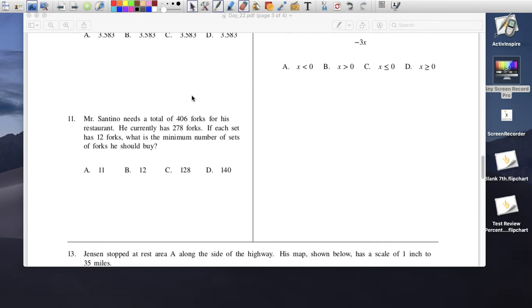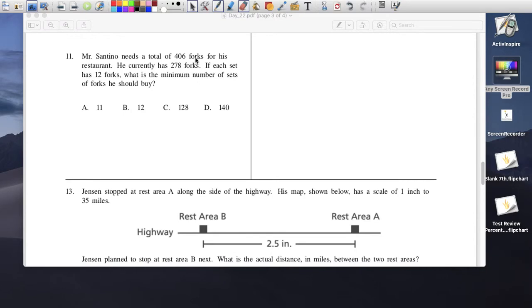11. I really don't like these questions. Mr. Santino needs a total of 406 forks for his restaurant. He currently has 278, so he doesn't need 478. So he needs... I'm going to subtract this as I go along. 406 minus 278, so that means he needs 128 more forks.